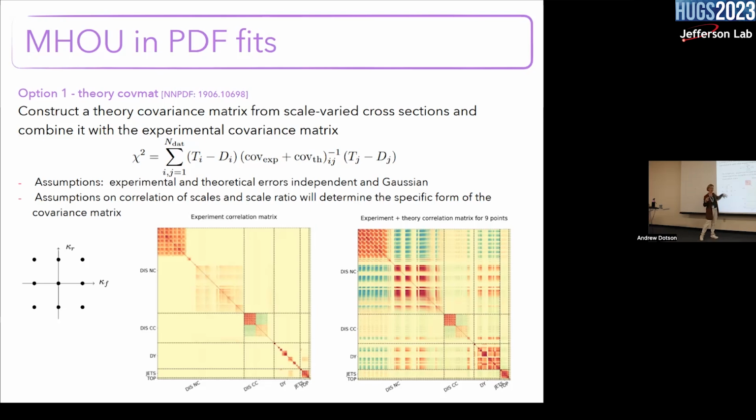So you have 9 options to vary the scales. When you do that, if you think about the diagonal, the scale variation just gives you the scale variation uncertainty for a given prediction. But on top of that, you have correlation because, for example, the factorization scale is the same for all processes that you put in. So when you vary it up, you vary it up in all processes.